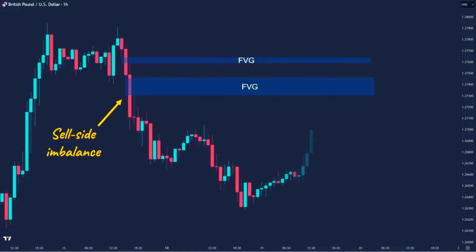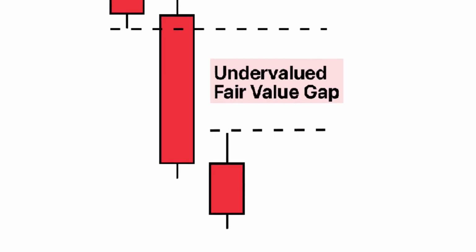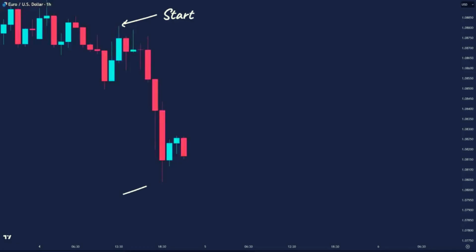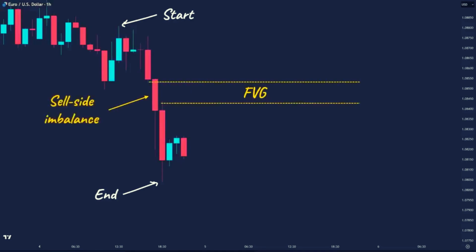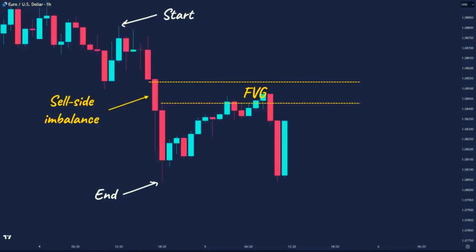Here on the Euro-Dollar 1-hour chart, we observe a bearish trend. The latest impulsive move started somewhere around here and continued downwards. We experienced a sell-side imbalance, signified by large candles leaving fair value gap areas behind. Now, with the price being buy-side inefficient, it needs to return to the fair value gap areas to address them, potentially offering another trading opportunity.